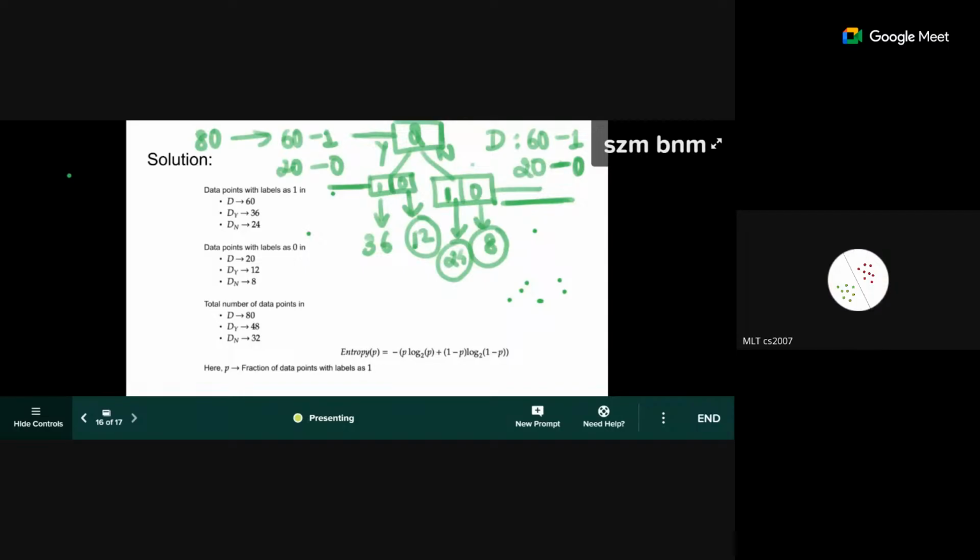I will tell you what value you will get. First of all, what is P? Can you tell me what P is for this question? P is 60 by 80, because this is the fraction of data points with label 1, that is 3 by 4, or 0.75. And once you know this, you can easily find the entropy.